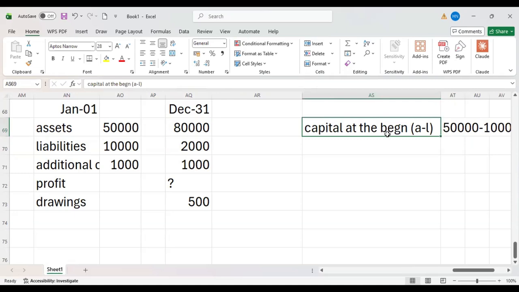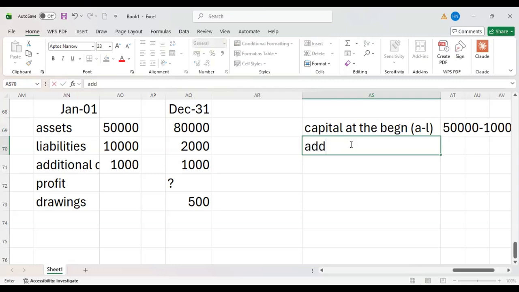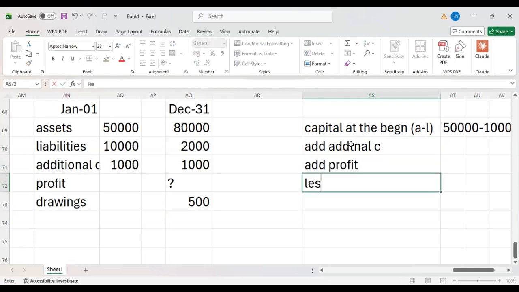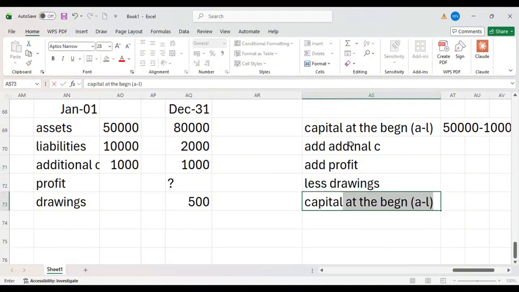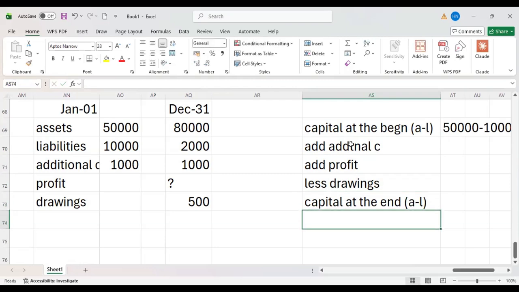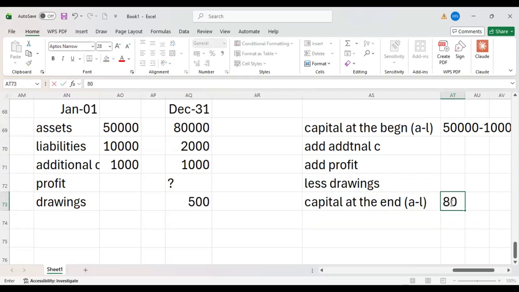Okay, so I was asking you for the formula so that we can follow. So this is what we want to do. We do our capital at the beginning. We add our additional capital. Then we add our profits. Then we take out our drawings. Then it will give us capital at the end, right? So we are going to work backwards. The reason why you are mentioning the 80 is because we need it. So you are right. It's just that you are using that to start because you are going straight to your answer. That's fine. But some may not know.